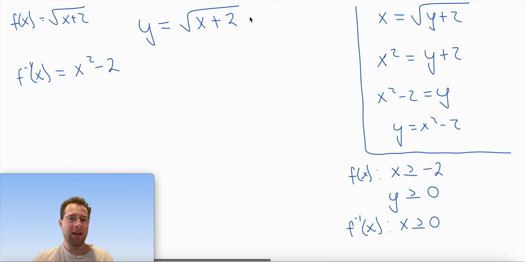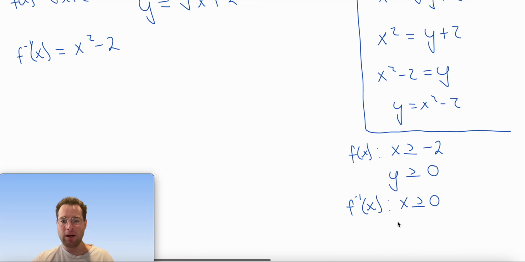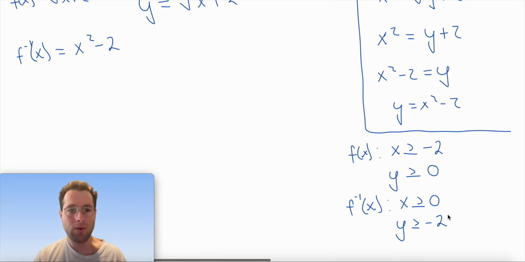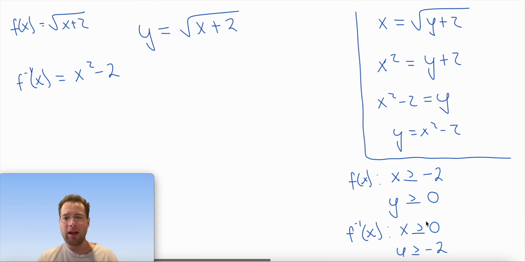And when that is the case, when x equals 0, the smallest value that we can have for our range, our y value, will be negative 2. So that means that our range for the inverse function will be that y is greater than or equal to negative 2. And we can see now that the domain and ranges are exactly flipped, and that checks out. That's what we want.